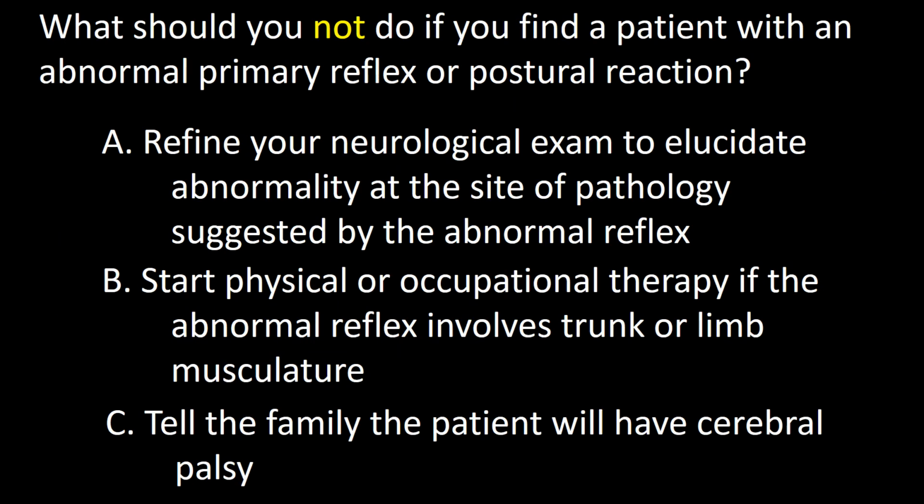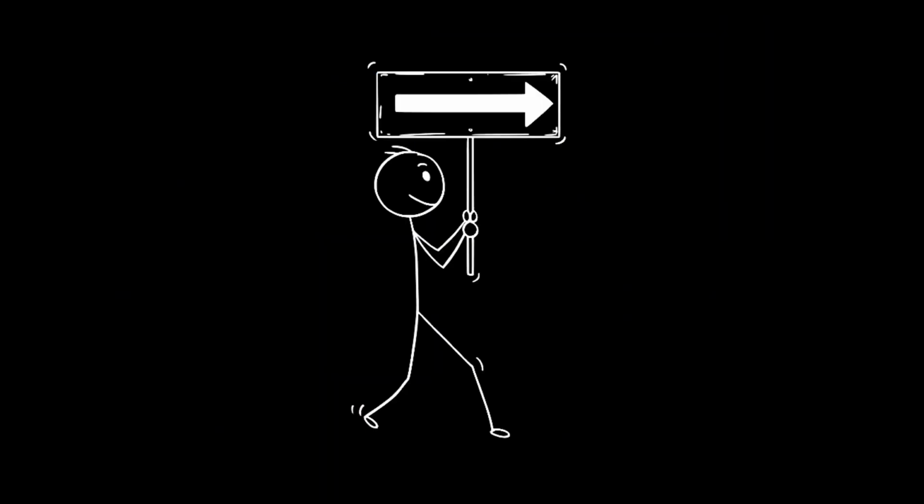Next question: what should you not do if you find a patient with an abnormal primary reflex or postural reaction? A. Refine your neurological exam to elucidate abnormality at the site of pathology suggested by the abnormal reflex. B. Start physical or occupational therapy if the abnormal reflex involves trunk or limb musculature. C. Tell the family the patient will have cerebral palsy. Deciding what to do when we find an abnormal primary reflex or postural reaction can be straightforward.